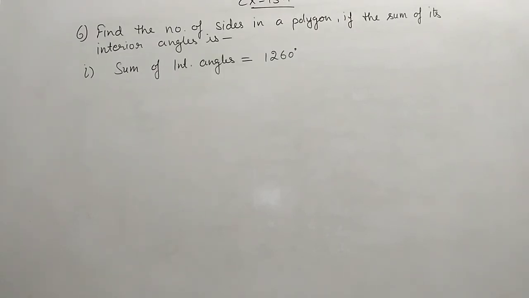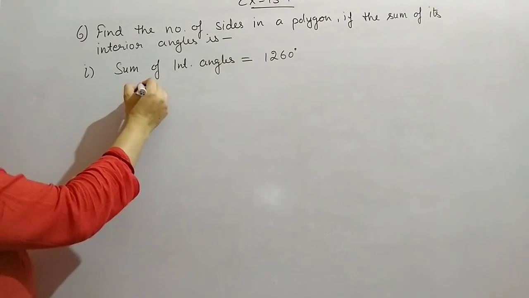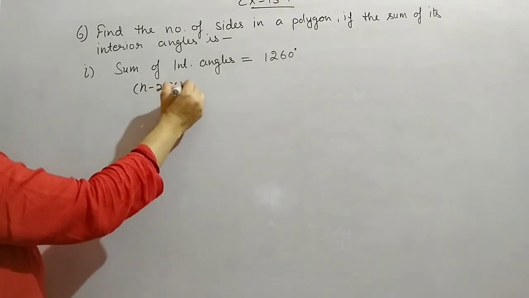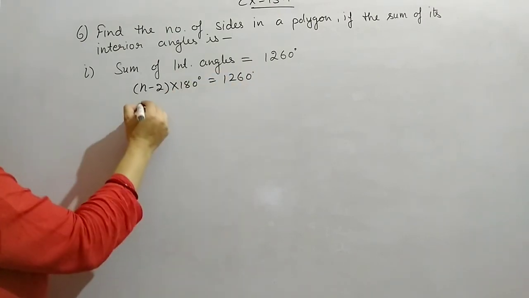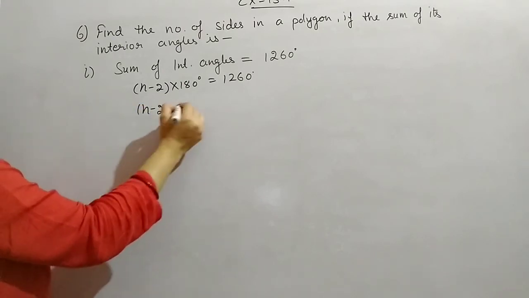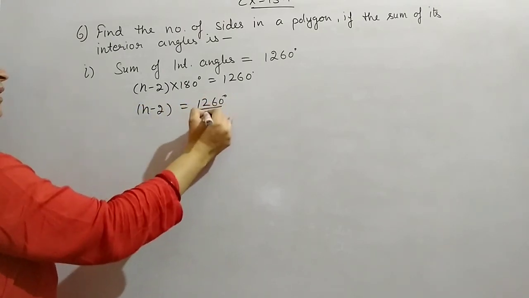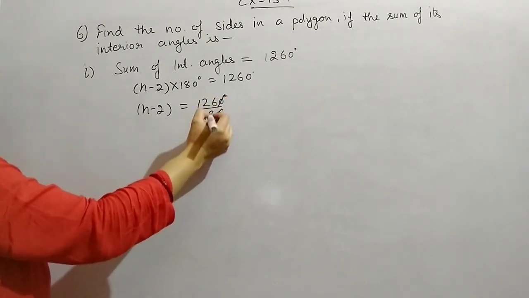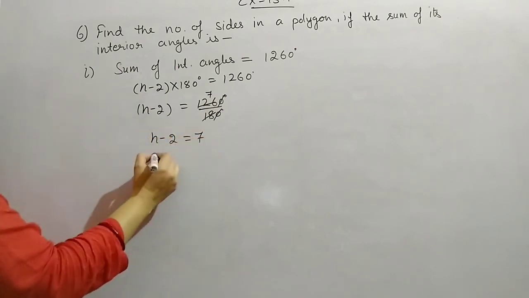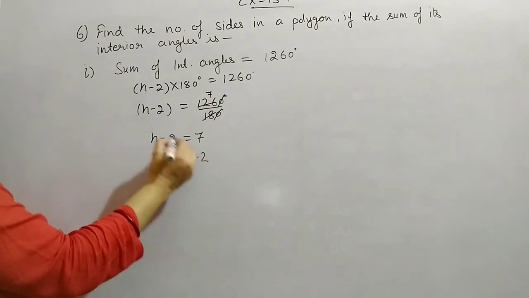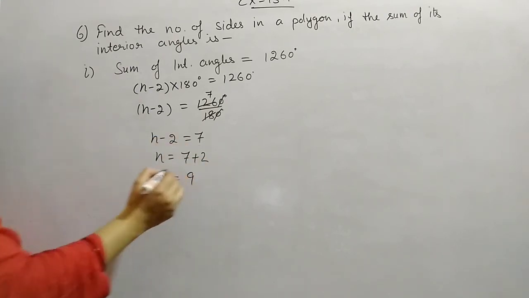Next, question number 6. Find the number of sides in a polygon if the sum of its interior angles is given here. So first part, the sum of all interior angles is given as 1260. The formula for the sum of all interior angles is n minus 2 into 180 degrees, which is equal to 1260. So this 180 we can shift to the other side. Then we will get n minus 2 is equal to 1260 by 180. So 0 to 0 we can cancel, and 18 times 7 is 126. So we have n minus 2 is 7. So the n value will be 7 plus 2, shifting this 2 to the other side, which is equal to 9.